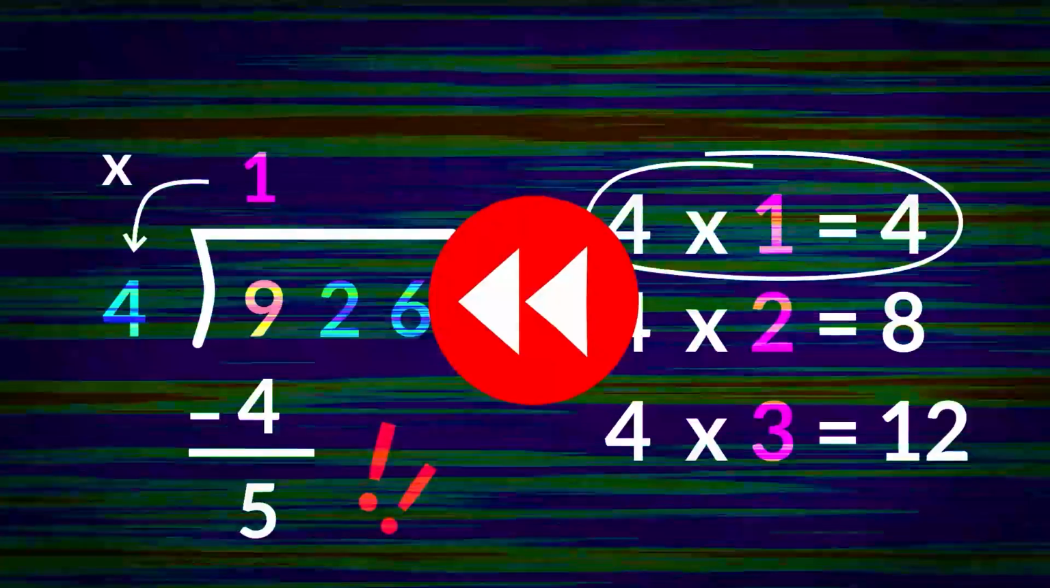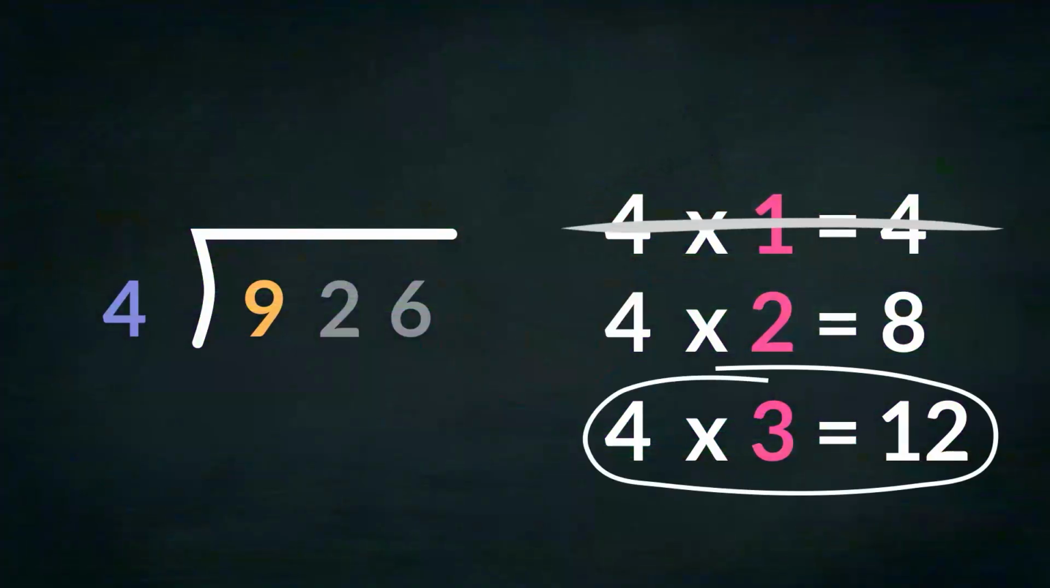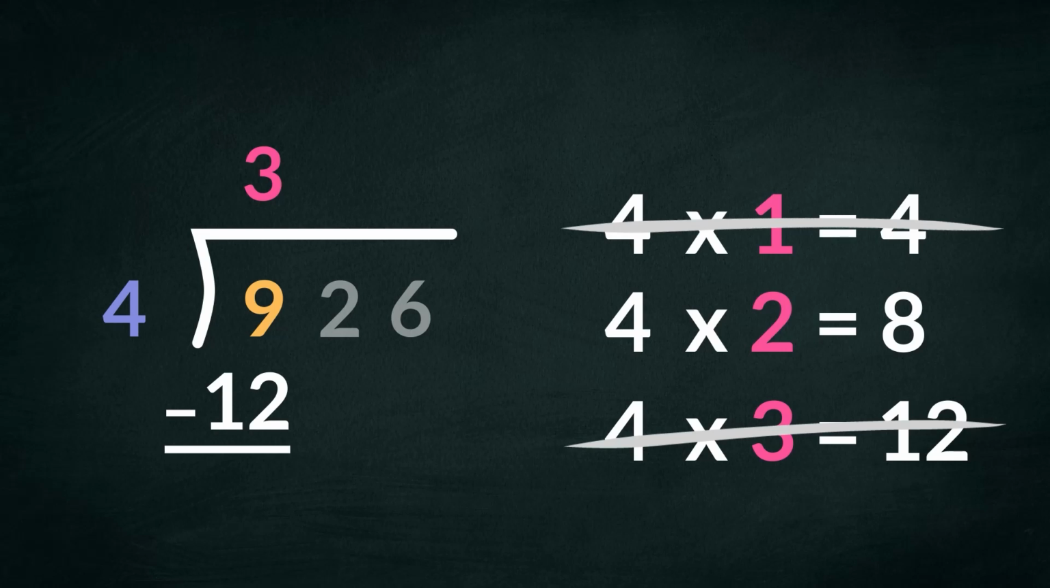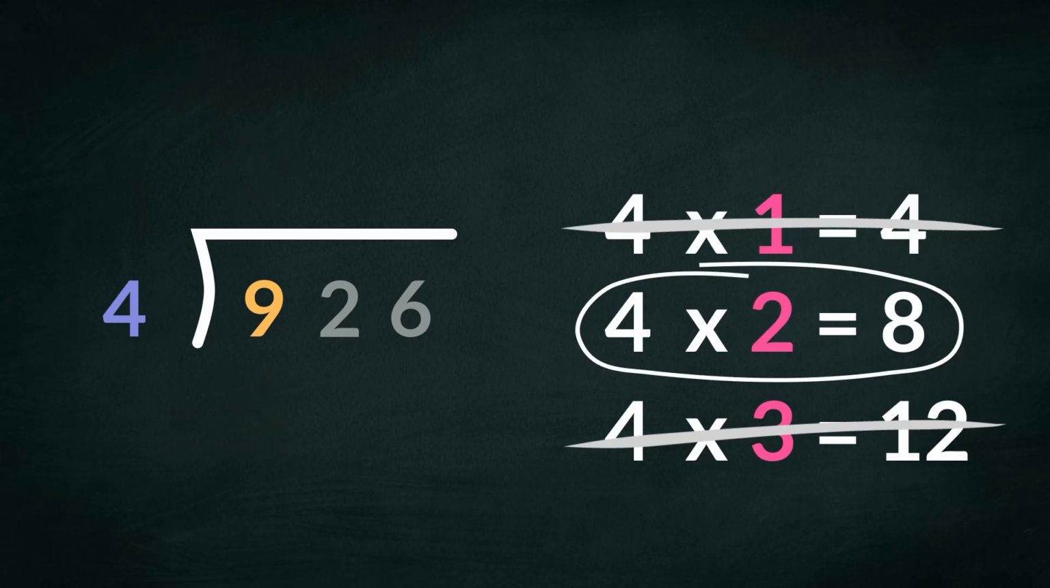Let's rewind and choose a different answer. How about 3? Nothing's going wrong this time, right? We'll put 3 on top, then multiply 4 by 3 to get 12. And we'll need to check if there's any remainder by subtracting 12 from 9. Oops, 12 is bigger than 9, and that's a no-no, because we can't subtract it. Sorry, 3, you gotta get out of here. We're left with 2 as our only option.